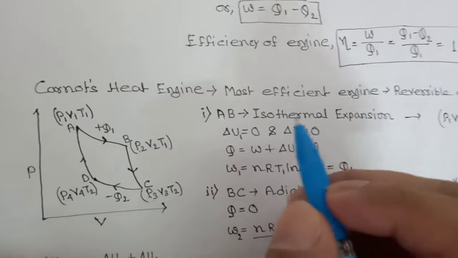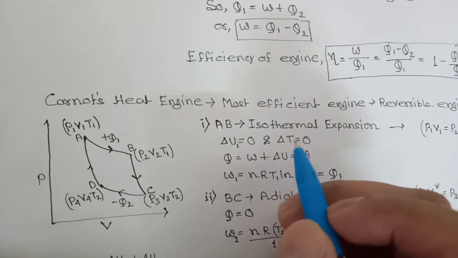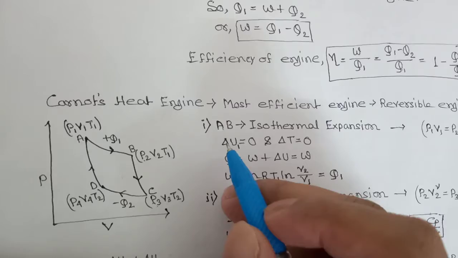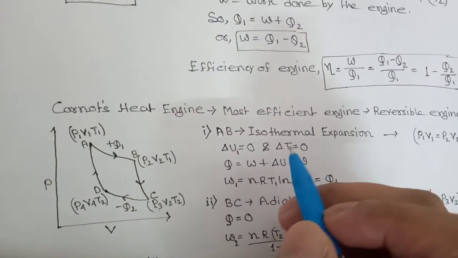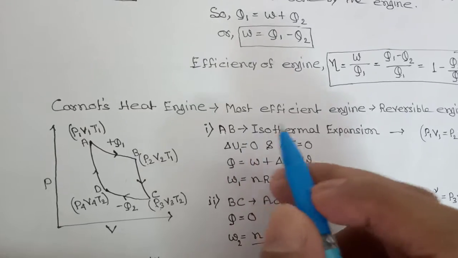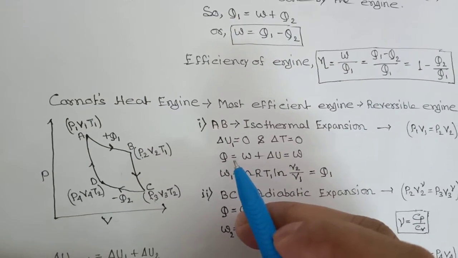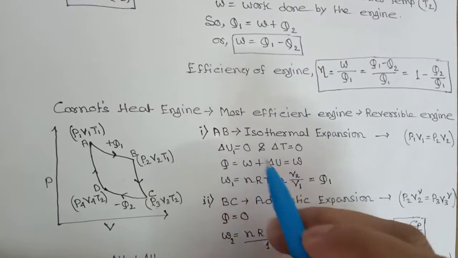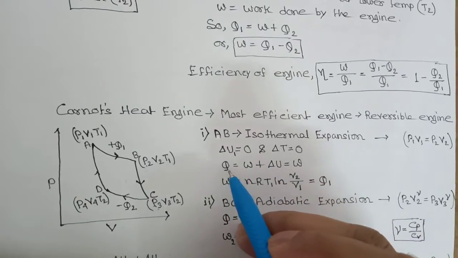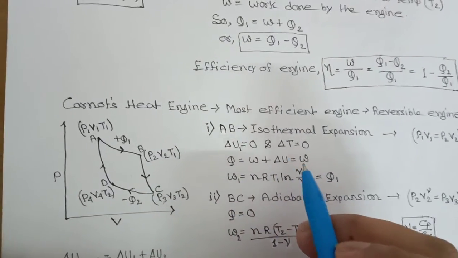Isothermal means temperature will be constant, so the change in temperature will be 0, and internal energy is a function of temperature. So when del T is equal to 0, then del U will also be equal to 0. From the first law of thermodynamics, we can write Q is equal to W plus del U. Since del U is 0, Q will be equal to W.